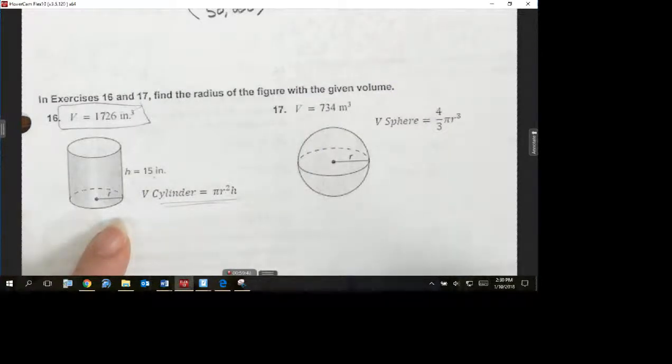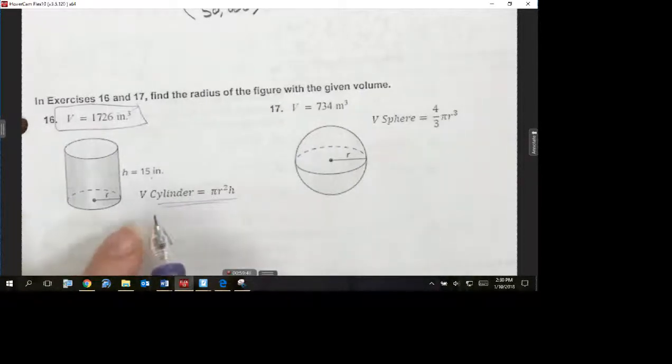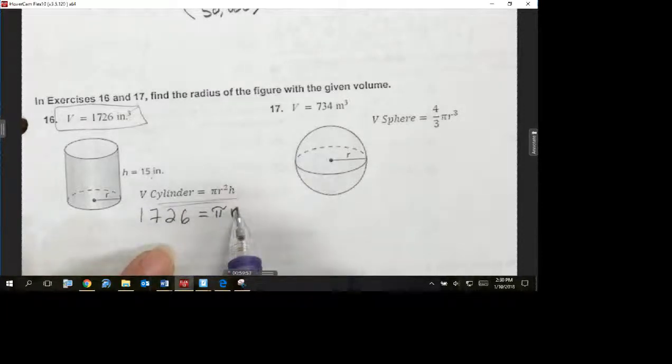What if they didn't give you a formula? Look it up on the internet, right? Okay. 1726 equals pi times radius squared times 15.